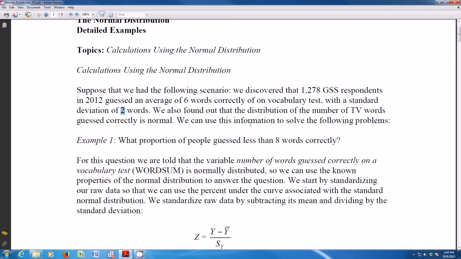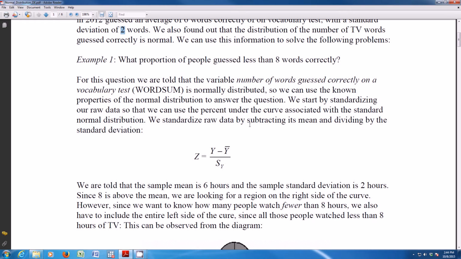We're also told that the distribution of the number of correctly answered words follows a normal distribution. And so what we're going to do is use z-score transformations to take raw scores and turn them into standardized units, or z-scores, finding areas corresponding to those z-scores to answer a variety of different questions. So our first question is, what proportion of people guessed 8 words or fewer correctly?